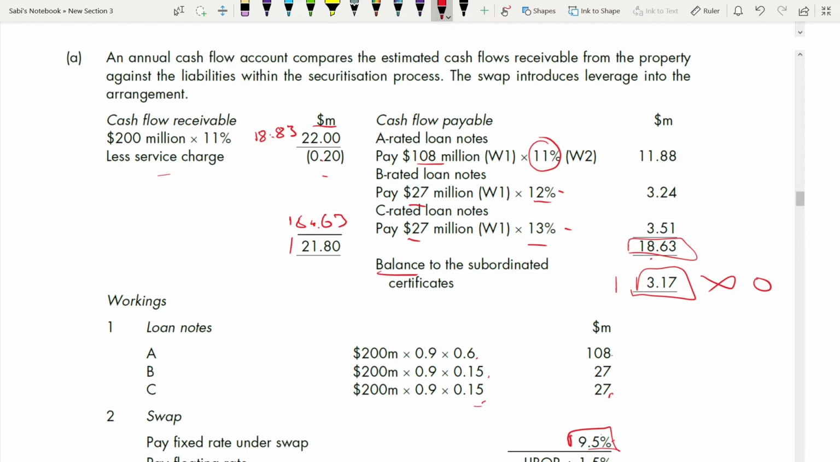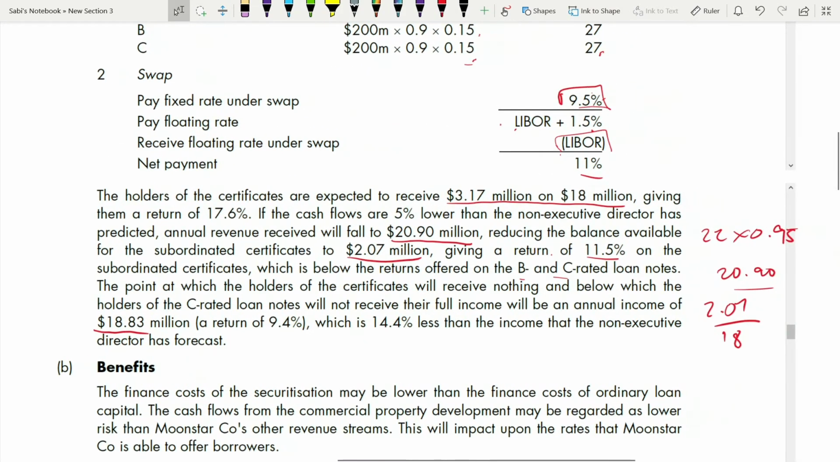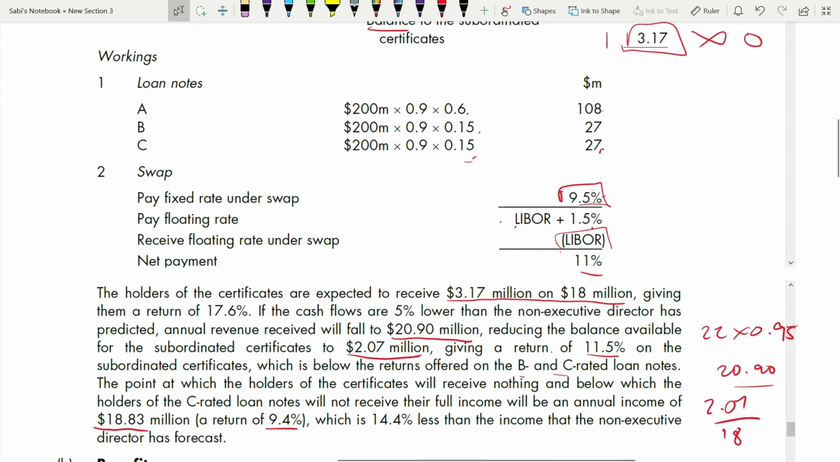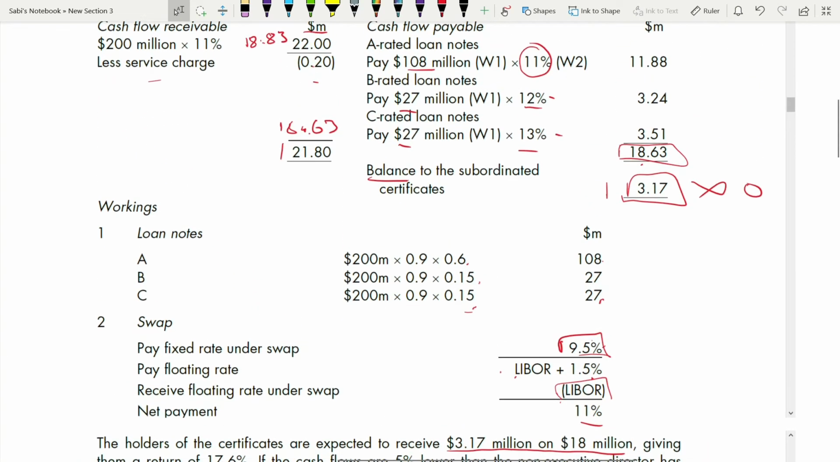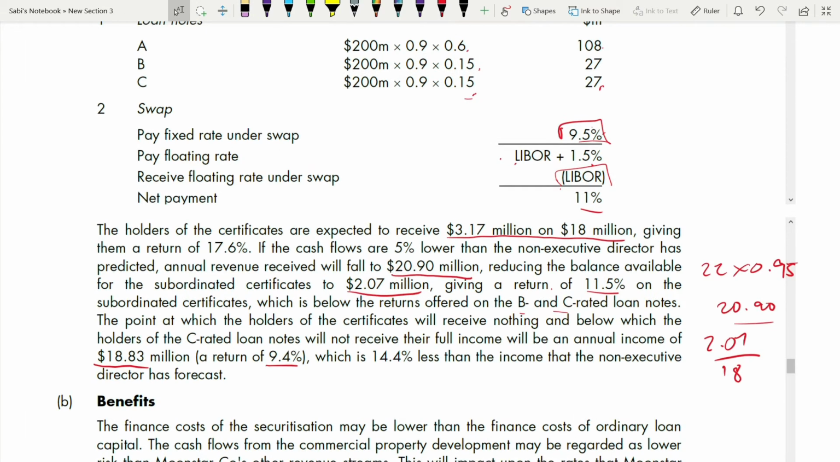Right. So what happens due to that? A return of 9.4%. How are they getting 9.4%? That's it. 18.83 divided by 200. Out of this 200, 18.83 is annual income. So it's a 9.4% return, right?